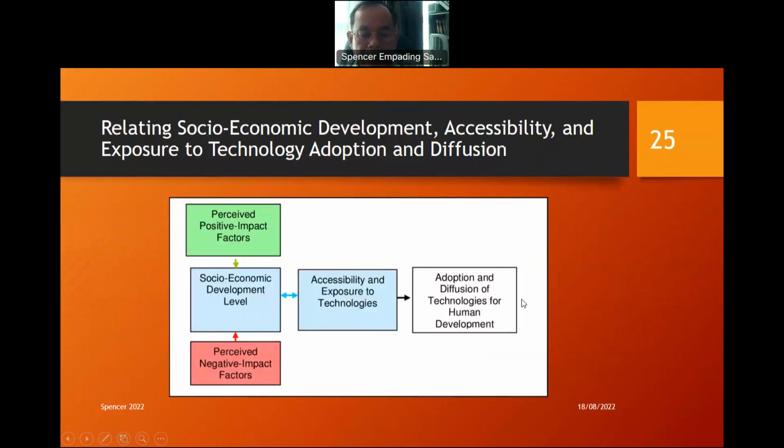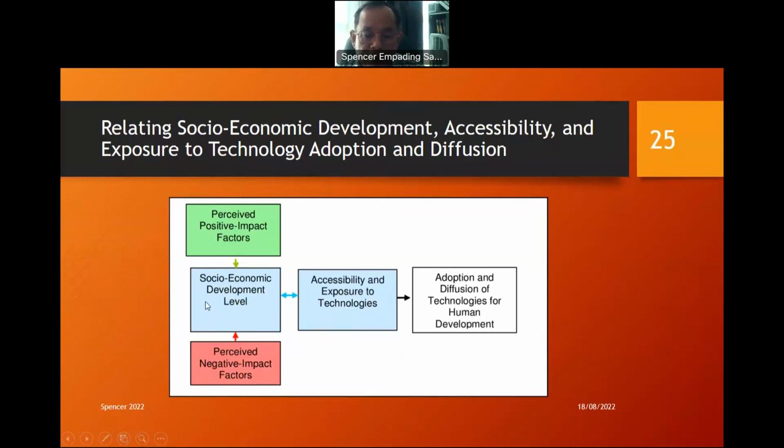I'm showing you here the diagram of the relationship between socioeconomic development, accessibility, and exposure to technology adoption and diffusion. Basically, there are some positive impact factors which influence socioeconomic development, and also some negative factors which negatively influence socioeconomic development in the country. But the idea here is that better exposure and accessibility to technologies will enhance the socio-economic development of a country.